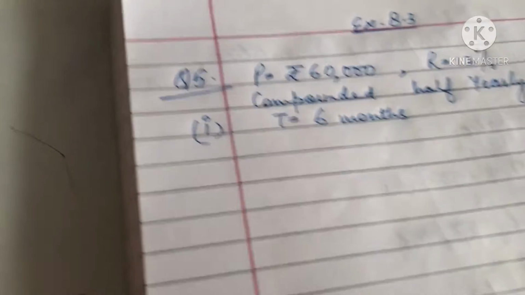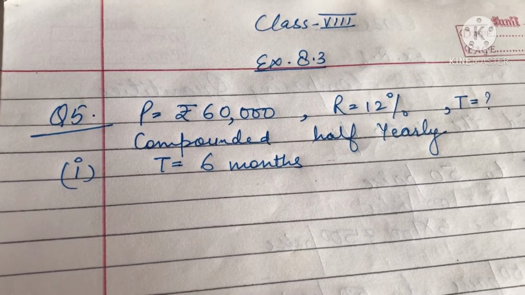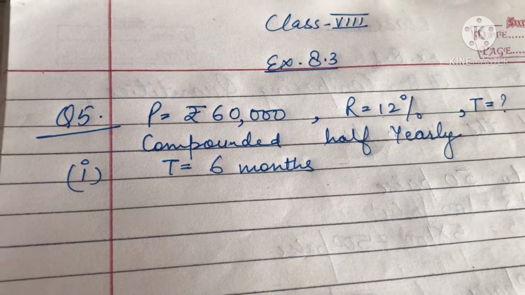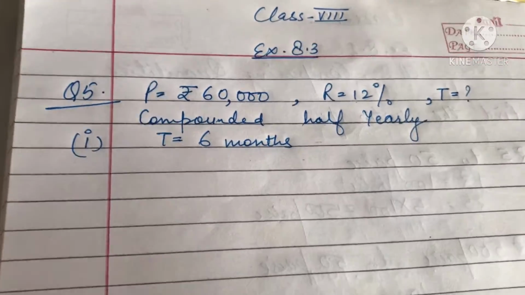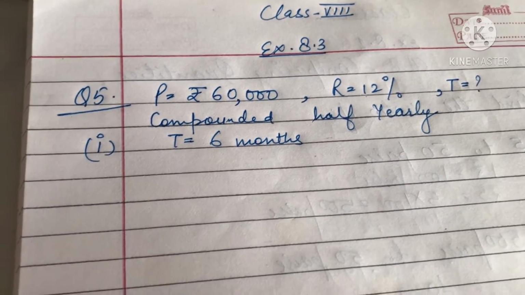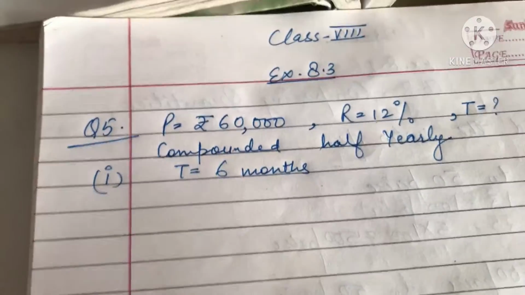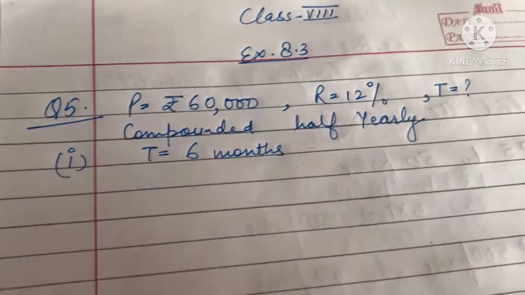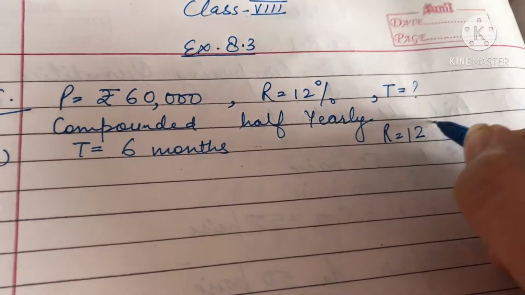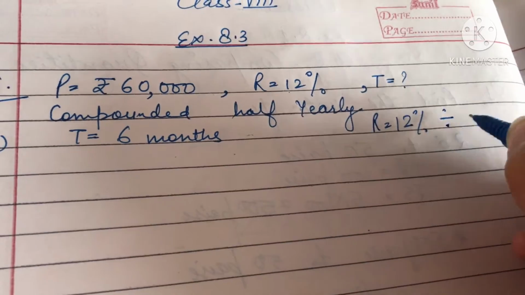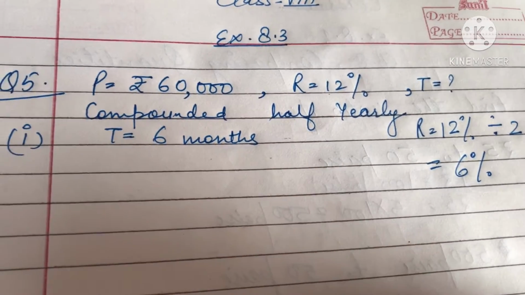So first of all we will write what all things are given. Principal is given 60,000, rate is given 12%, time in the first case is 6 months, and it is also given that it is compounded half yearly. Children, I told you that whenever it is half yearly, the rate and time will be changed. So because of this half yearly, we are going to change the rate. Now the rate was 12%, it will be divided by 2. Because it is half yearly, it will become 6%.